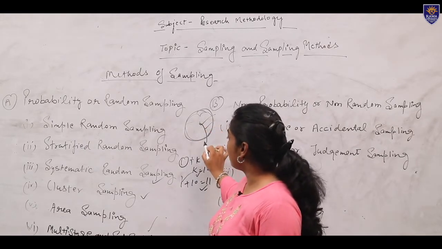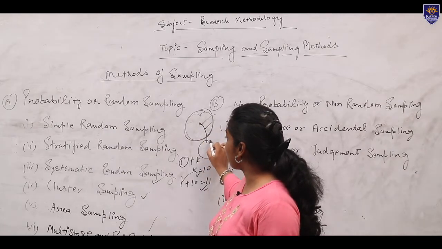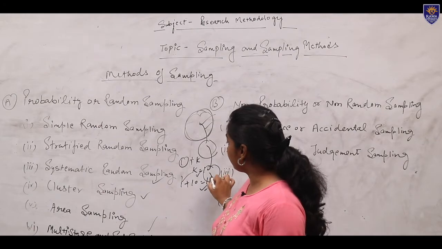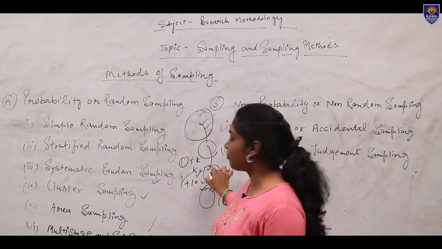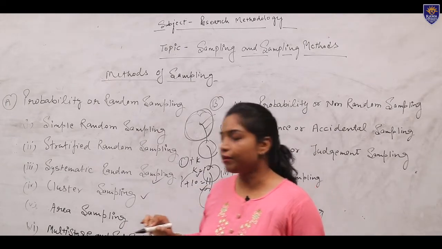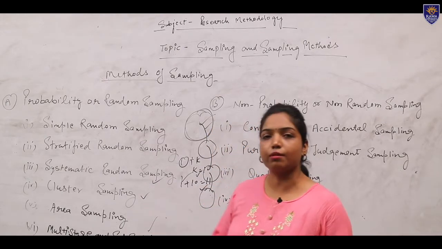First of all, we choose a sample, then in the next stage we further choose a sample, then in the next stage we further choose a sample from that sample, and at each step we use a different sampling technique. This is called multi-stage and subsampling.